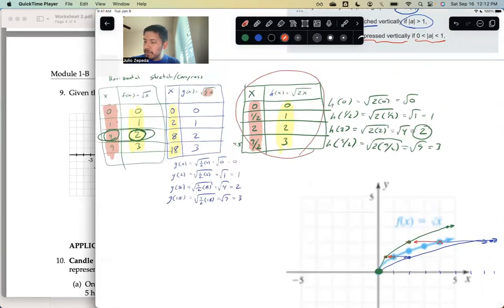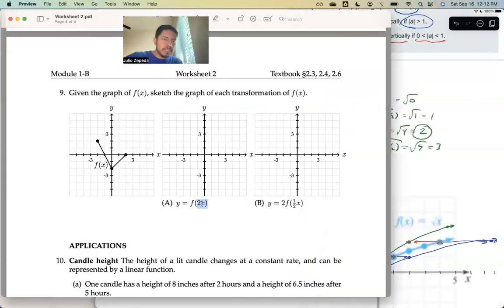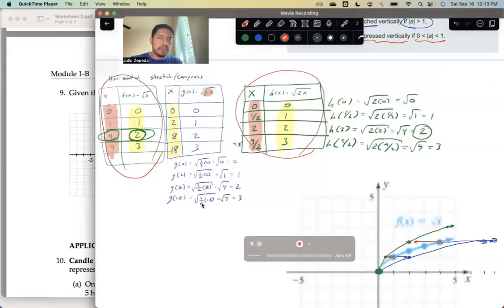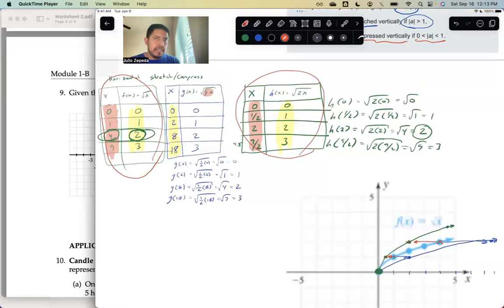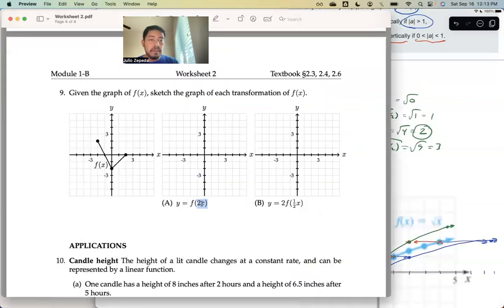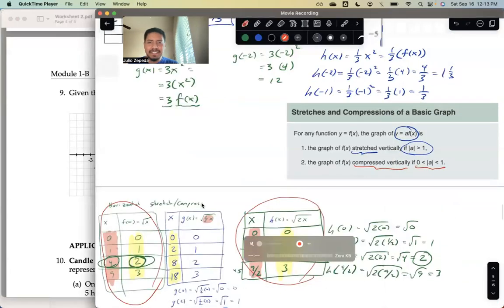How does this table compare to this original table? The 2x made the x values get cut in half. It's a horizontal stretching, so we can just write down all of the coordinates of those points, cut the x values in half, leave the y values exactly the same. Notice the y values are identical. Cut the x values in half, and that's the new graph. Okay, so very simple if you understand what's going on. If you know everything, it's very easy.